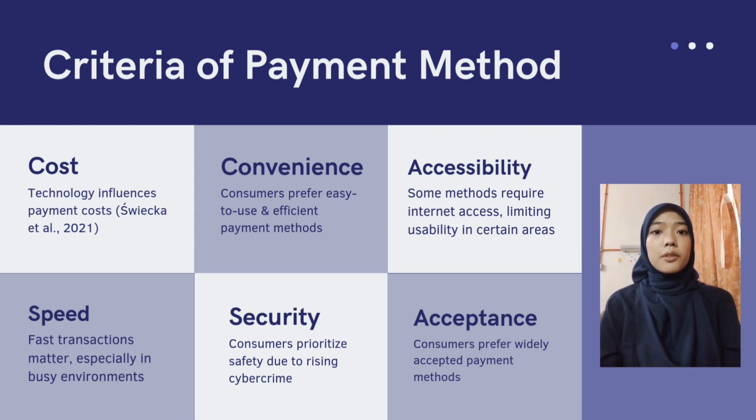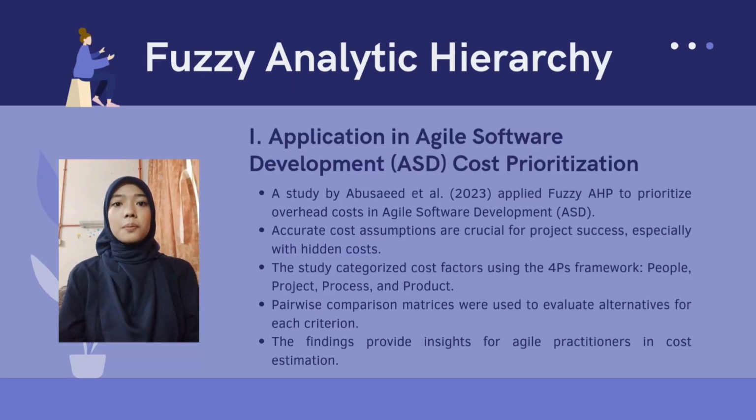Finally, acceptance influences payment preferences as users may choose widely accepted methods to avoid complications. While some prefer cash, others adapt to digital transactions due to social influence. UiTM Police, for instance, promote cashless payments, encouraging students and the community to adopt modern payment alternatives. Nonetheless, fuzzy AHP remains a reliable tool for structuring and optimizing decision-making.